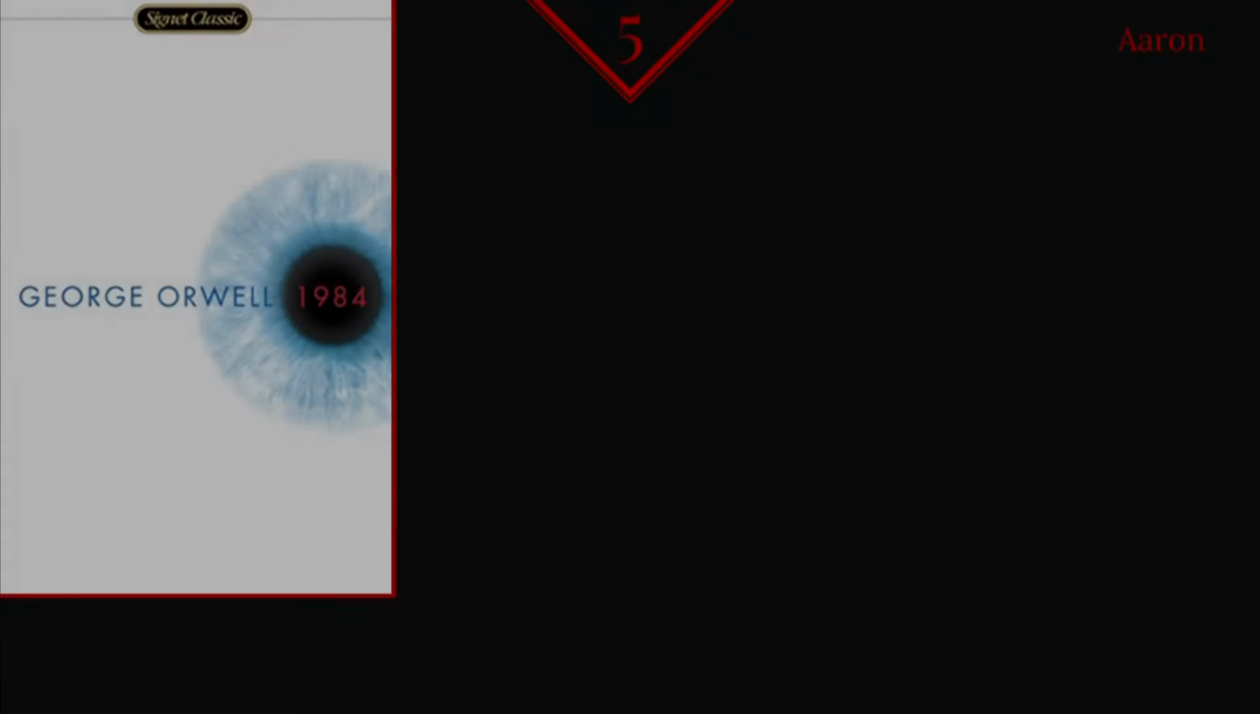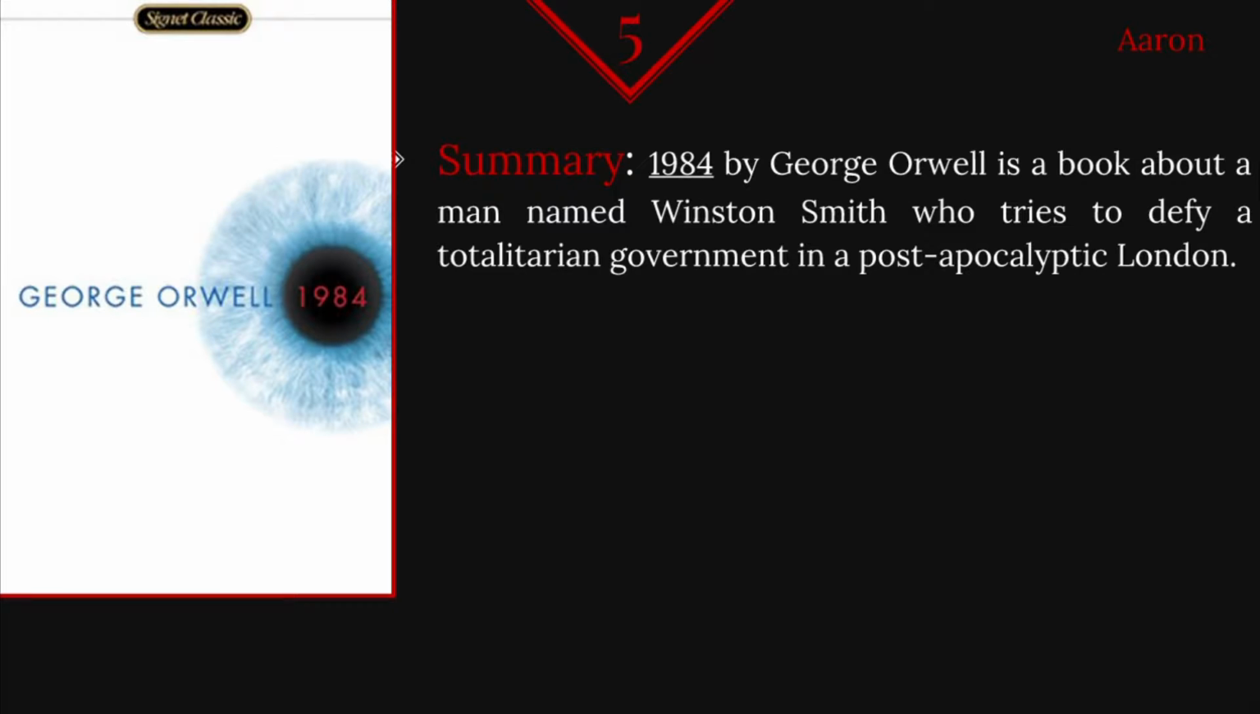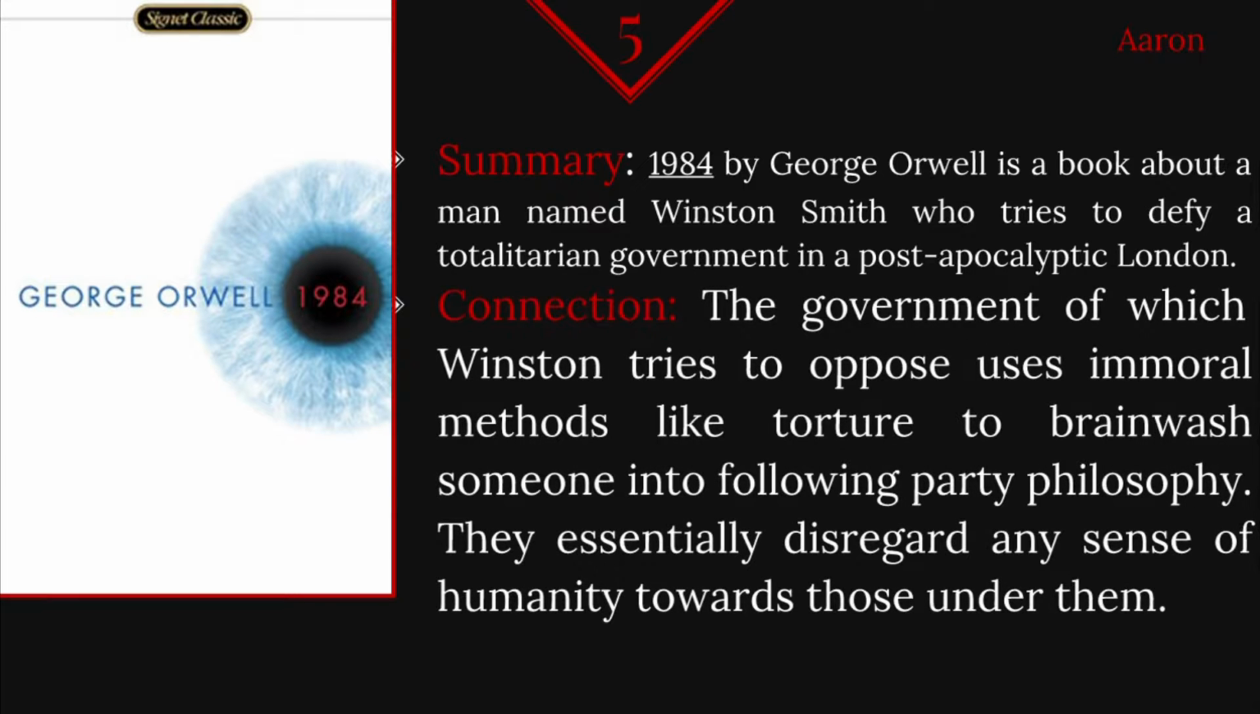Lastly, we have Aaron's novel, 1984, written by George Orwell, published in 1949, but written in 1948. The story is about a man named Winston Smith who tries to defy a totalitarian government in a post-apocalyptic London. This connects to the motif in that the government which Winston tries to oppose uses immoral methods like torture to brainwash someone into following party philosophy. They essentially disregard any sense of humanity towards those under them.